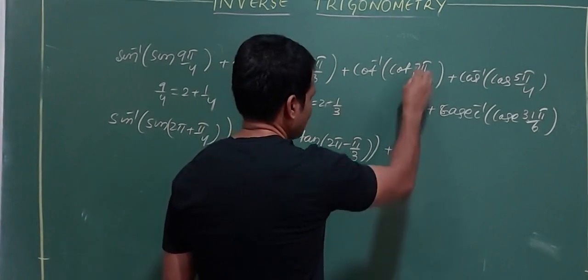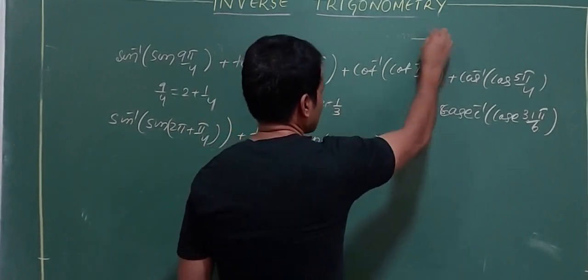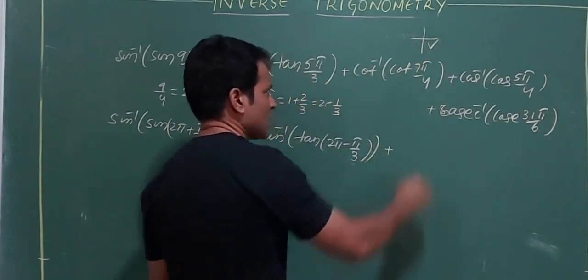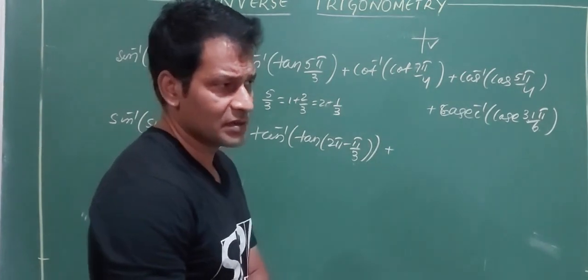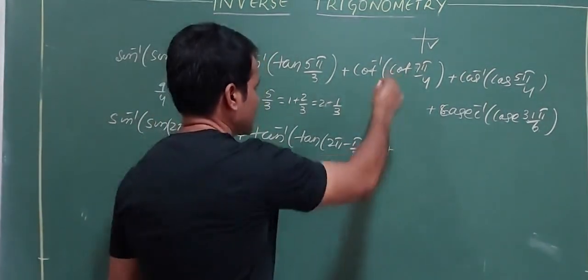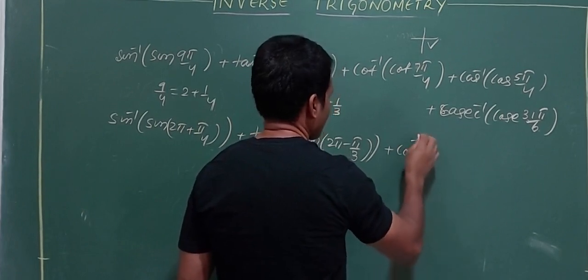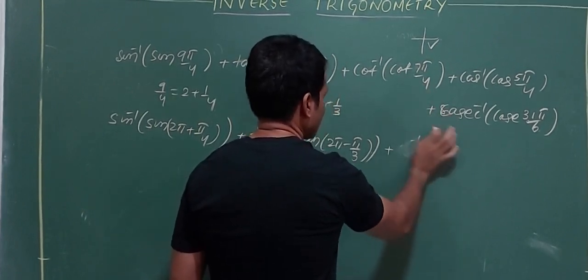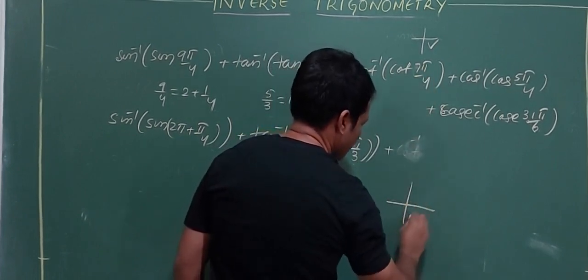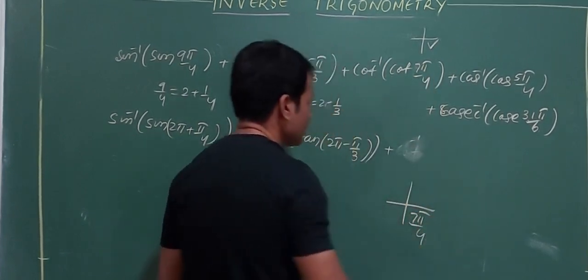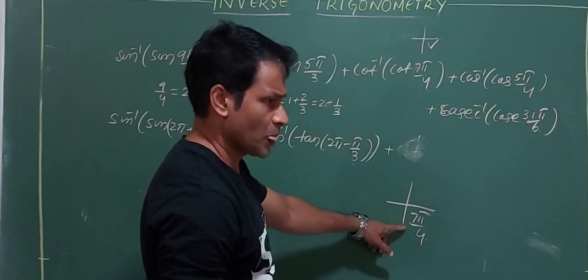Cot inverse cot 7 pi by 4. 7 pi by 4 means which quadrant? This quadrant. Pi by 4 is 45 degrees, then 7 multiplied to it. So that is your cot inverse of cot 7 pi by 4 in this quadrant. If it is cot inverse, and 7 pi by 4 is in this quadrant, what you are calculating here? Cot you are calculating here. Try to understand this. You are calculating cot.